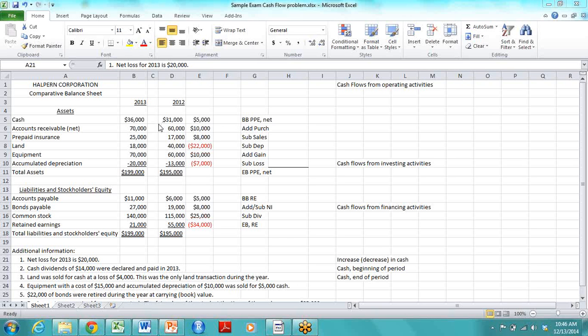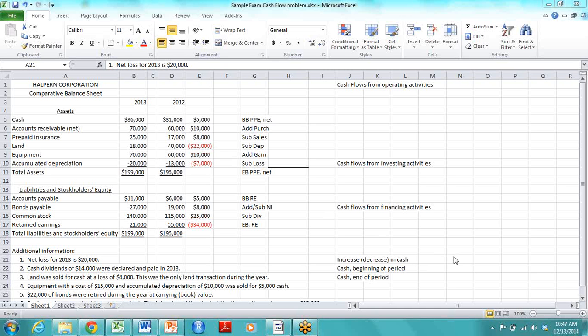The main goal of the cash flow statement is to figure out what are the activities that relate to the changes in cash. So the cash here has increased by $5,000 from 2012 to 2013. And we want to figure out what are cash flows from our operating activities that contributed to that increase. We want to figure out what are the cash flows from investing activities that have contributed, and likely the same thing for financing activities. So that's our main goal.